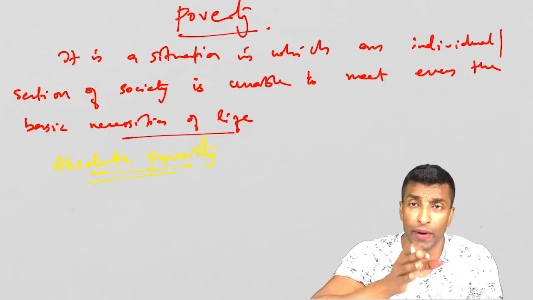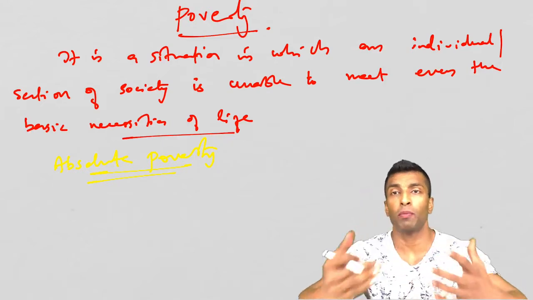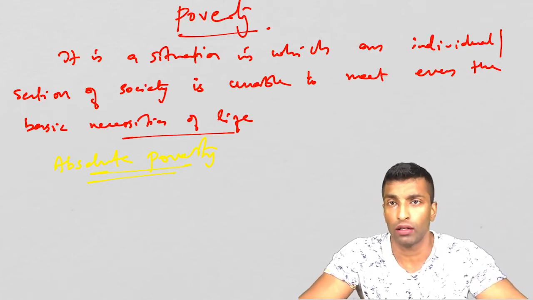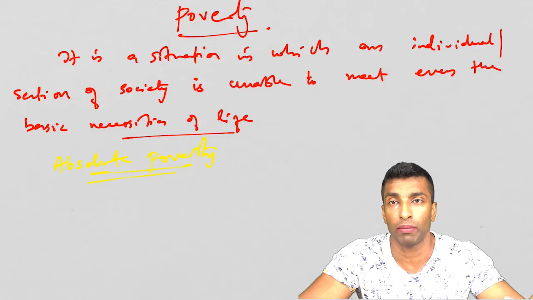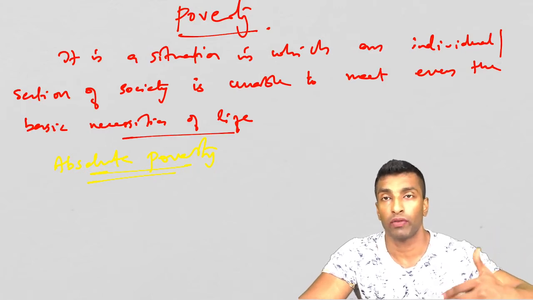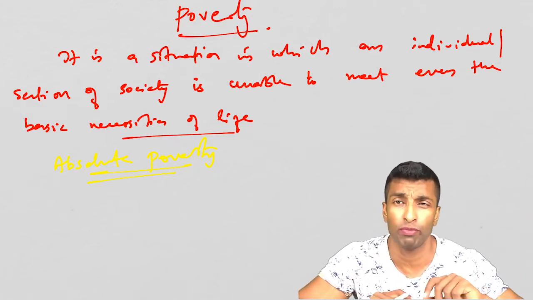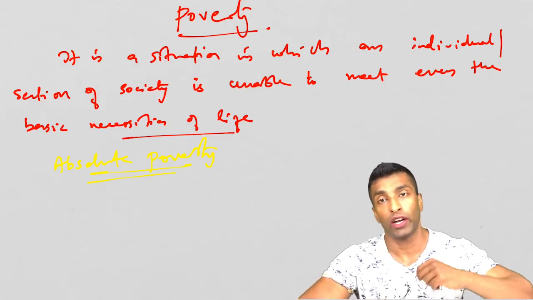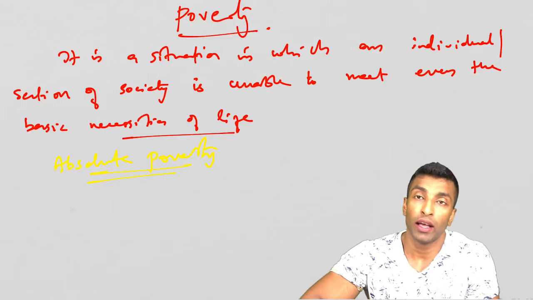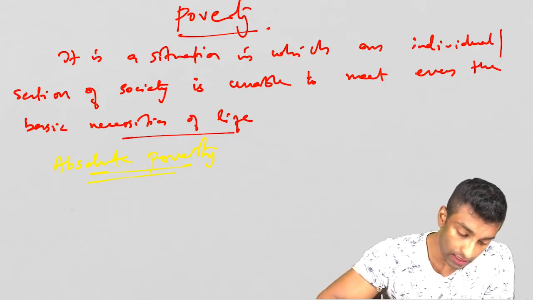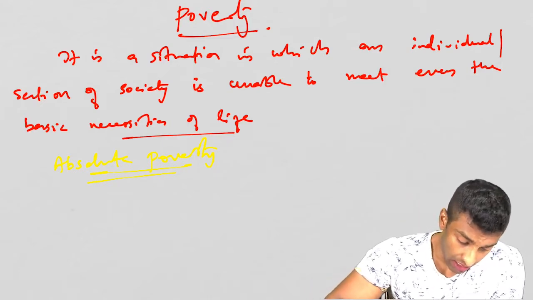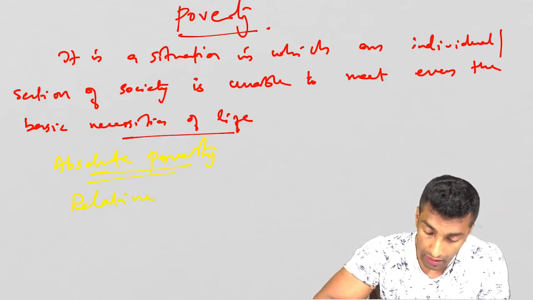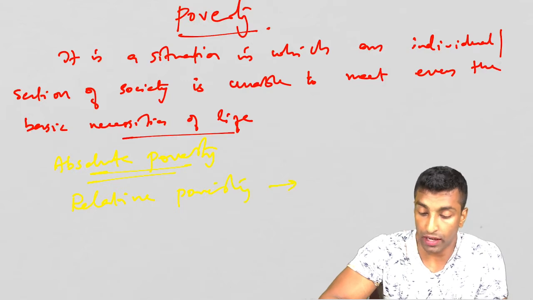Relative poverty is nothing but the comparison between 2 people. Even if you are above poverty line, relatively you may be poor when you compare yourself with some other friend or partner. Even Anil Ambani will be poor when he compares himself with Mukesh Ambani. So that is relative poverty. And relative poverty is actually showing nothing but inequality. So when we talk about relative poverty, we are actually talking about inequality. It measures inequality.